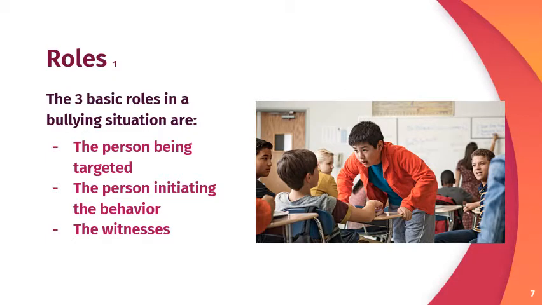There are 3 basic roles in a bullying situation. These are the person being targeted, the person initiating the behavior, and the witnesses. For the person being targeted, they may struggle with being able to defend themselves. They may have an emotional reaction which reinforces the person engaging in the bullying behavior by giving them the desired outcome of having control. They may have few or no close friends. This person may try to avoid being noticed, which makes them seem like an easier target. And they may have objects that cause jealousy from the person initiating the behavior.